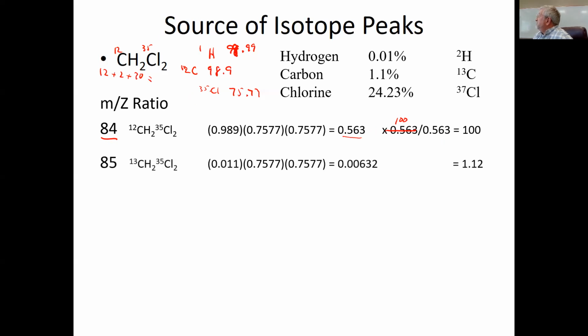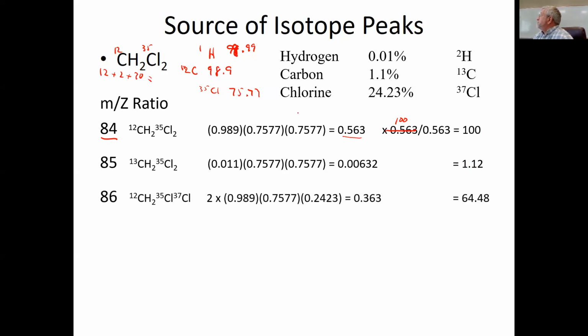And then you go to the next one, one mass bigger, and there you'd have a carbon 13. That's the only way to get a carbon 13 if you're not considering hydrogen. And so carbon 13 has a 0.011 probability, and these will be the same for chlorine. And so the peak relative to 100 would be 1.12, and that's 1.1, so one carbon, because that's the only percentage for the carbon 13.